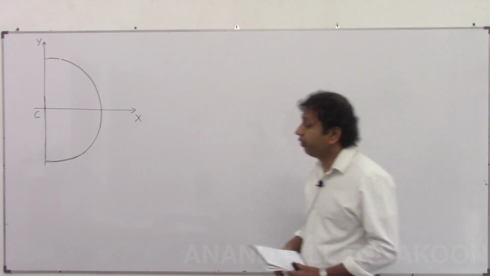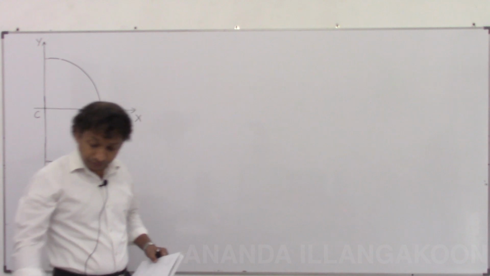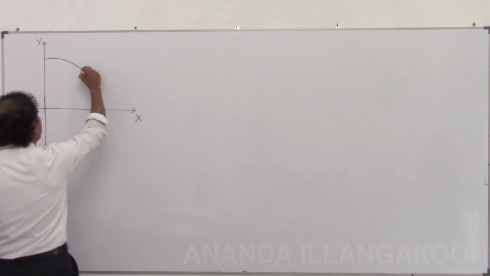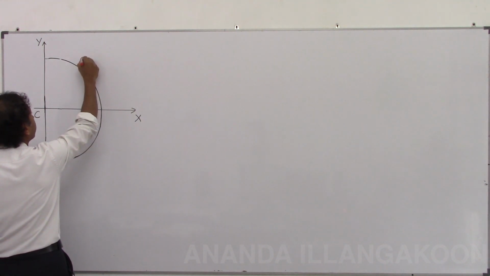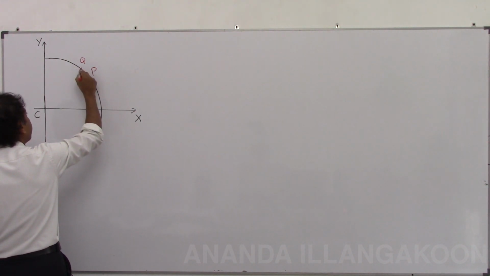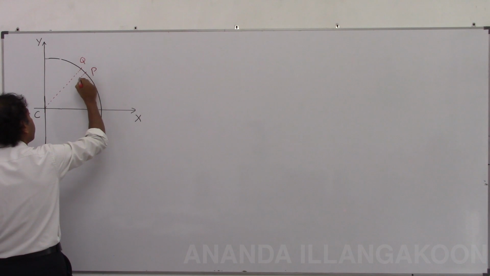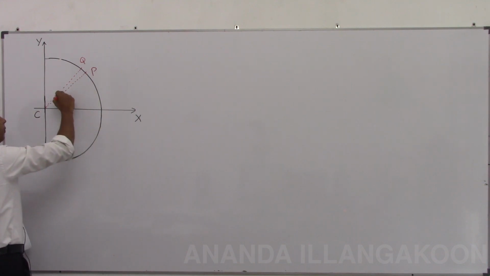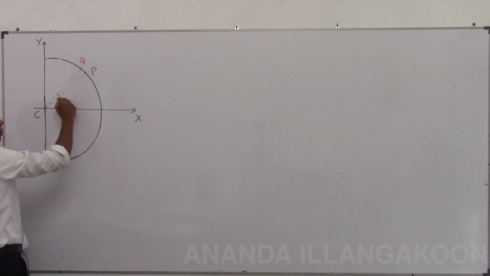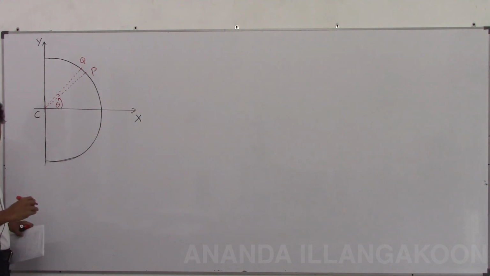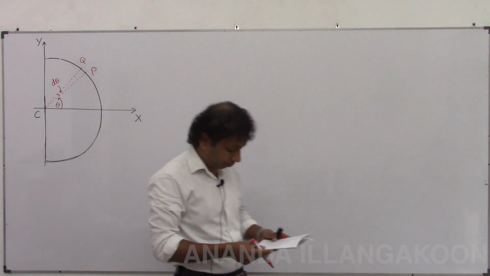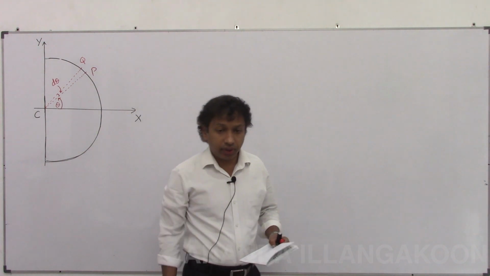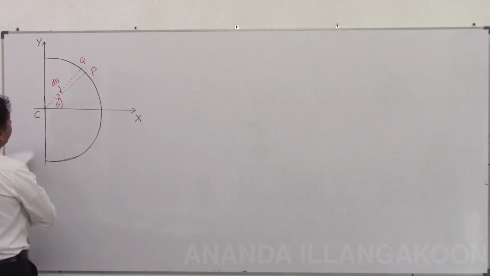Now we select a small element like this, a small length on the arc PQ. When we join this P and Q to the center C, the angle between the two lines is a very small angle, and this CP line makes an angle theta anticlockwise with the x-axis, and the small angle is a very small value d theta. Radius is given as a. This radius is a.